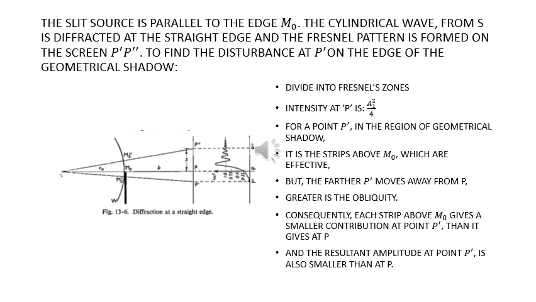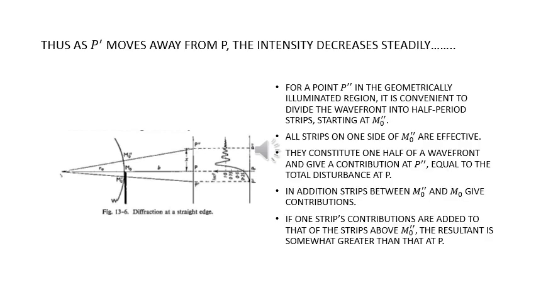The intensity at P is A1 square by 4 for a point P' in the region of the geometrical shadow. The strips above M0 are effective, but the farther P' moves away from P, greater is the obliquity. Consequently, each strip above M0 gives a smaller contribution at the point P' than it gives at P. The resultant amplitude at P' is also smaller than that at P. Thus, as P' moves away from P, the intensity decreases steadily.